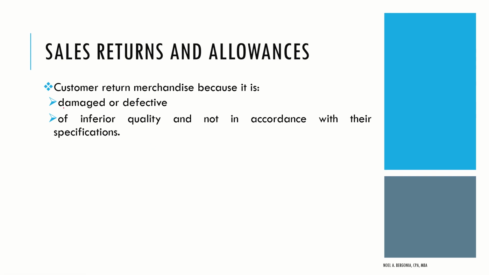Okay, so because damaged or defective yung merchandise. Okay, baka may sira or of inferior quality and not in accordance with their specification. So, pag hindi po sakto doon sa specification na binibenta, then the possibility would be it will be returned by the buyer, 'di ba? Pag gano'n naman, 'di ba, pag sira na, ibalik mo na. Okay? May hugot na naman eh, no?